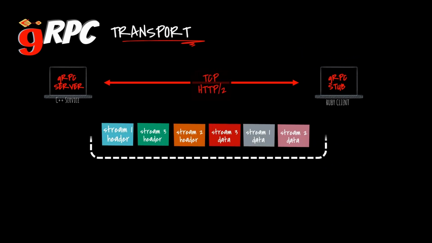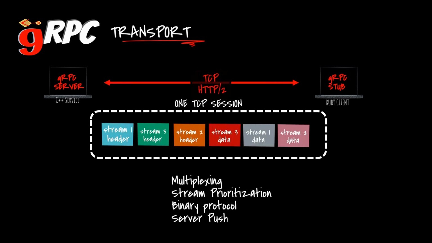gRPC is open source and uses HTTP2 for transport. gRPC built on top of HTTP2 provides a high performance foundation to scale. It brings many benefits: multiplexing, stream prioritization, binary protocol, server push.